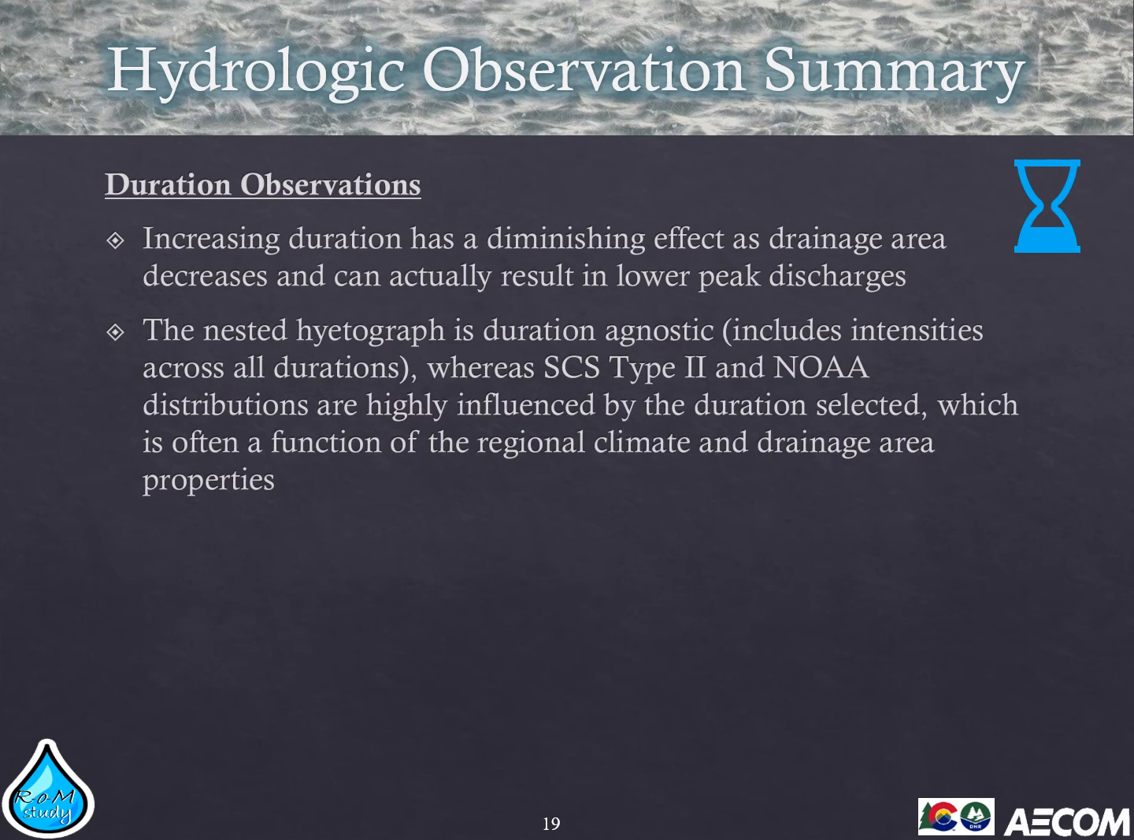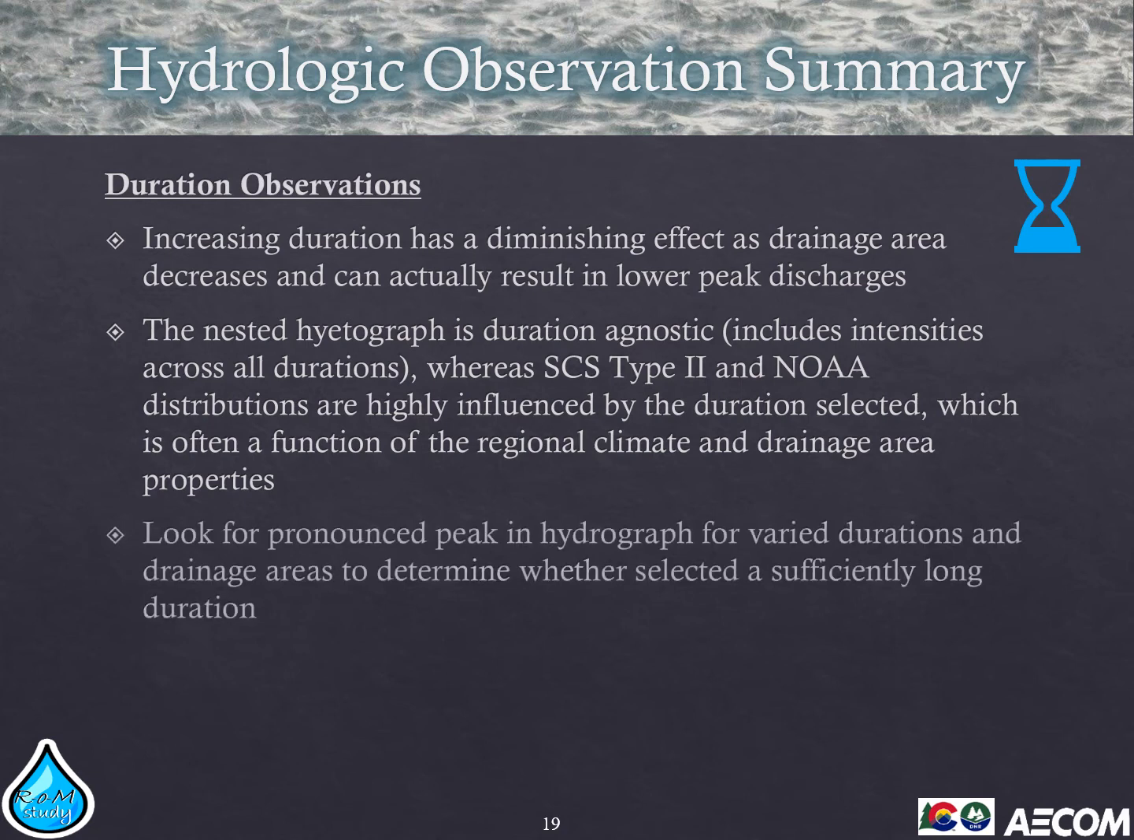The nested hydrograph, which is duration agnostic, if you recall, is incorporating intensities across all the durations, but it's a singular duration across 24 hours, whereas the SCS Type 2 and NOAA distributions are highly influenced by the duration that's selected, and that can be a function of the regional climate and then also the drainage area properties.